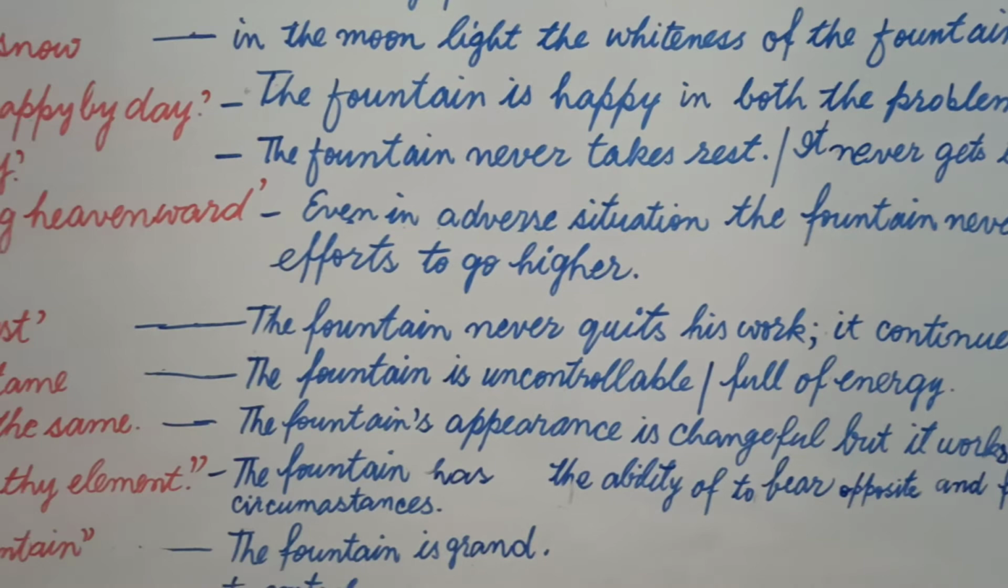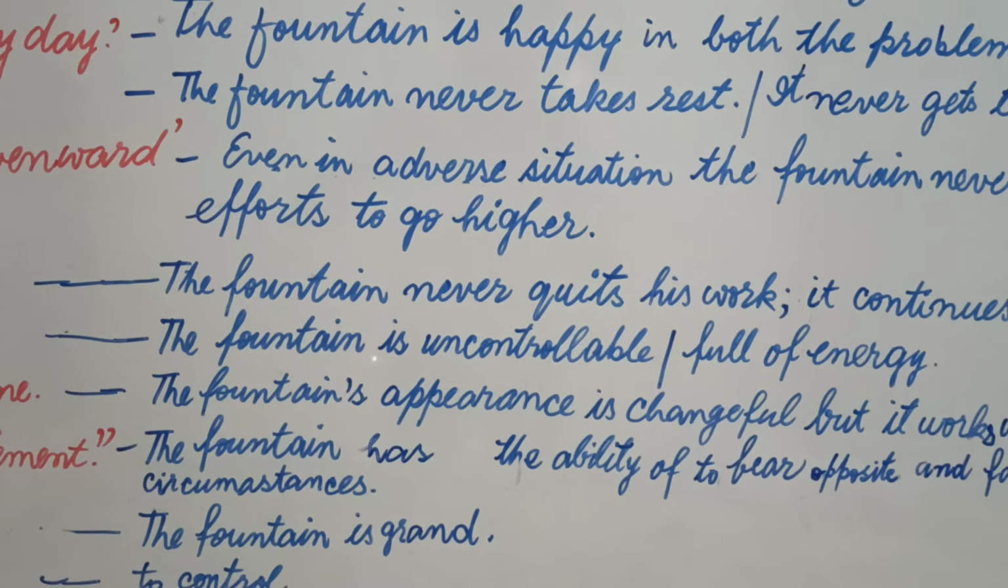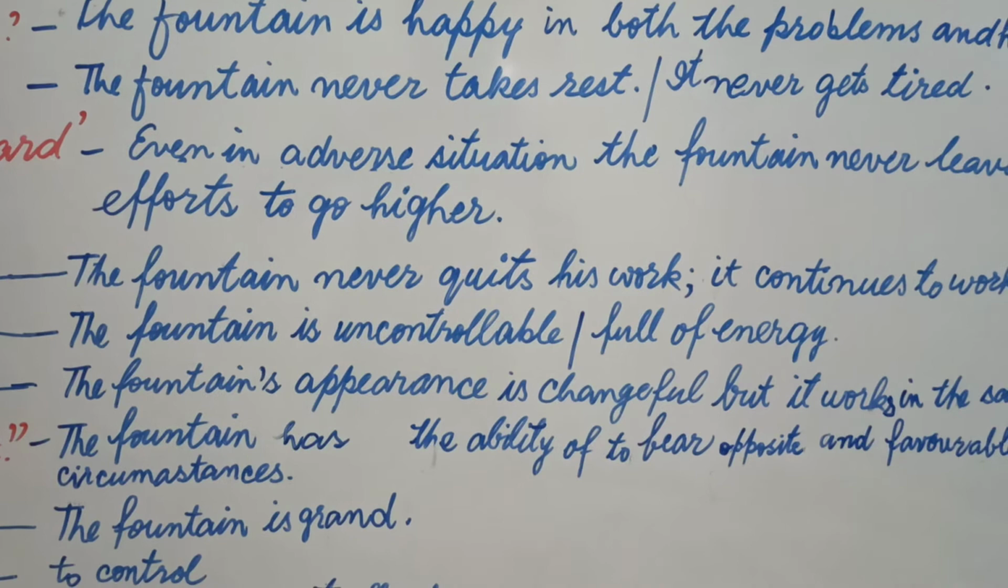Students, next expression, nothing can tame. Tame means control. It means the fountain is uncontrollable. Fountain can't be controlled by anybody, by anything. It means uncontrollable is equal to full of energy. Means fountain is uncontrollable, or you can say the fountain is full of energy.